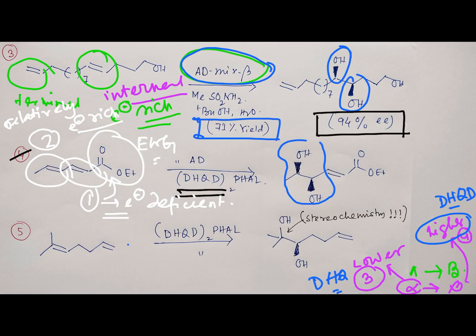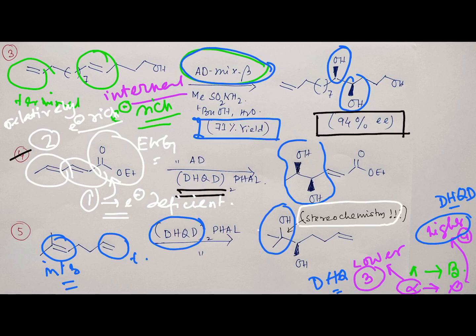And the final example: see, this is terminal and this is internal. We have learned previously that internal is more electron rich, so epoxidation will occur there, fine. And the 4 letter is given, so it will be the top side, fine. But in this case, I haven't mentioned the stereochemistry of this hydroxyl group. Question: why? See, this carbon is attached to 2 methyls, here 1 methyl. So this center is not asymmetric.